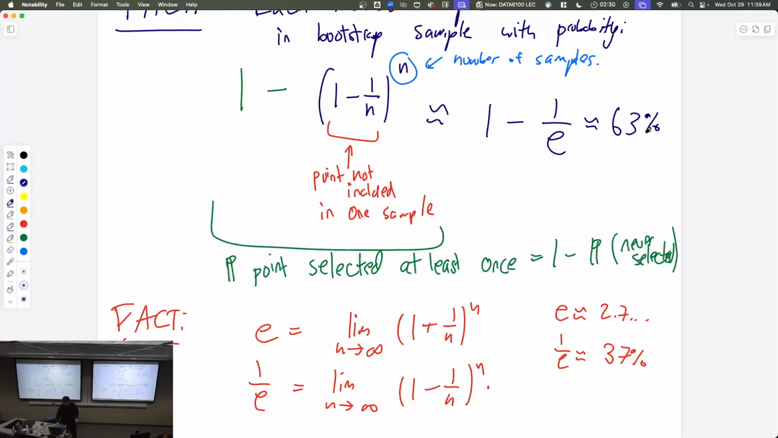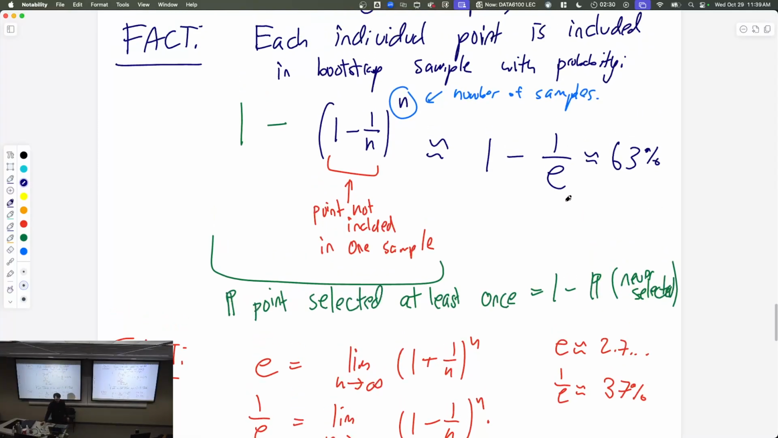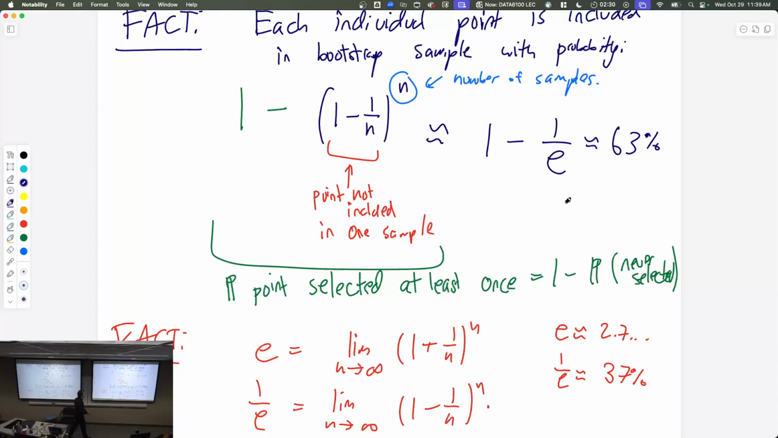Okay, so what does this mean? In our bootstrap sample, we have all our data points. And for every individual data point, there's a 63% chance it will be included in the bootstrap sample. And there is a 37% chance it is not included in our bootstrap sample. This is where we ended off with last class. So far, it's been all kind of a whirlwind review of last class and this little calculation at the end.